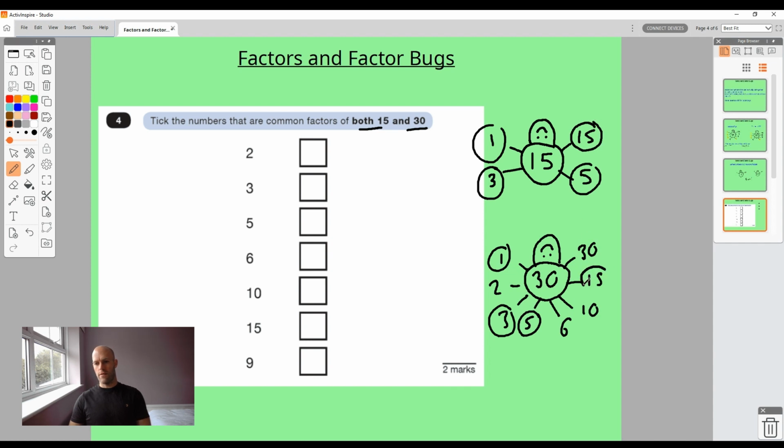This is all before I've even looked at the options. I don't need to know the options. I'm going to do the maths first and find the answers afterwards. Okay, 1, it's not in the list. 3 is in the list. 5 is in the list. 15 is in the list. And that is it. Move on. 2 marks. Well done me.